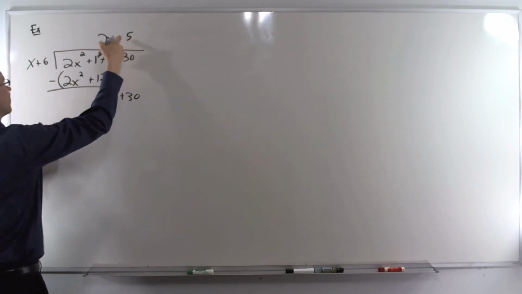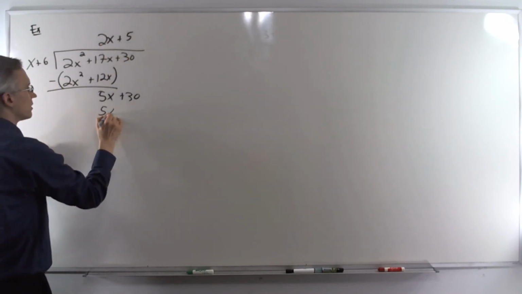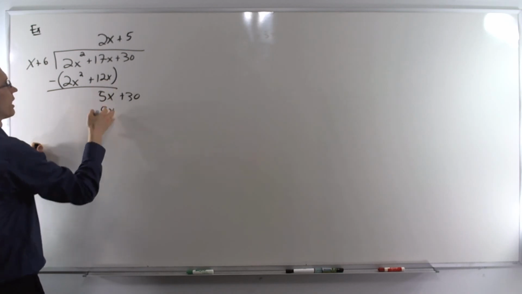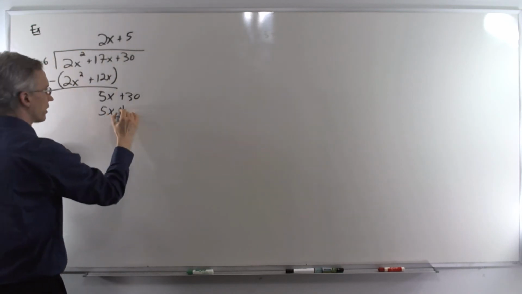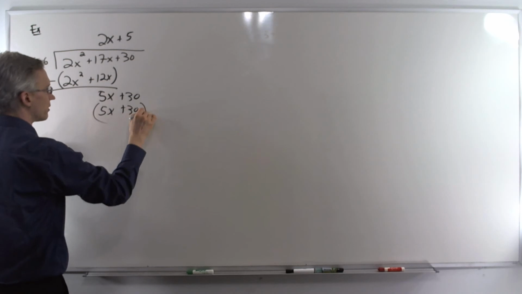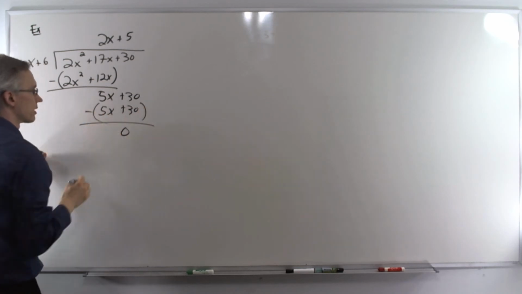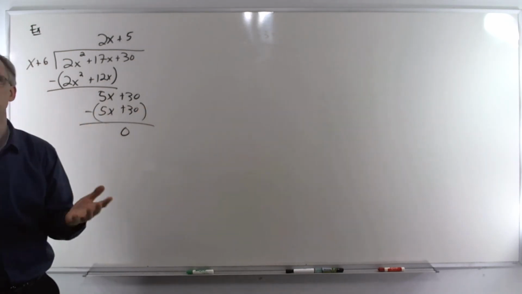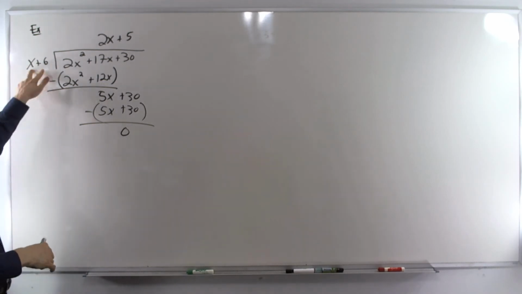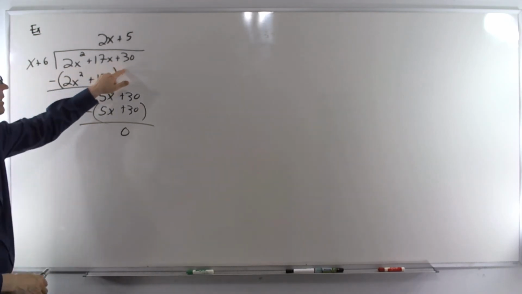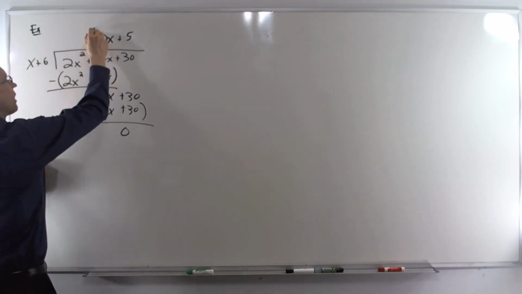Now we distribute. 5 times x is 5x. All right, we got our match here, so we're on the right track. And then 5 times 6 is 30. Oh, we got a match there as well. So when you subtract, you get 0. So the remainder is 0. That means this binomial divided evenly into that polynomial. And there's the answer.